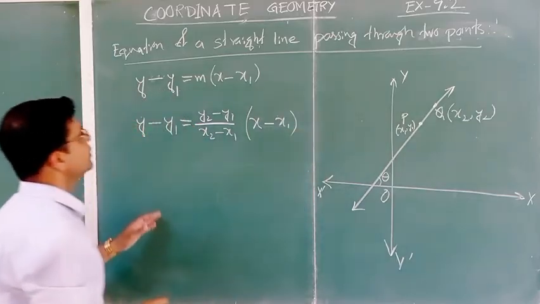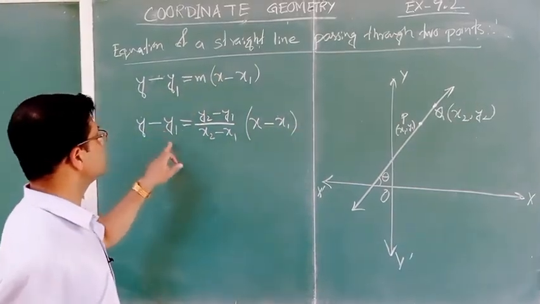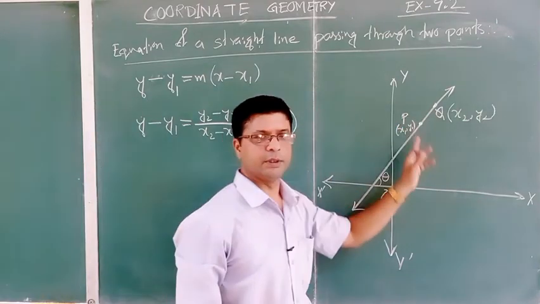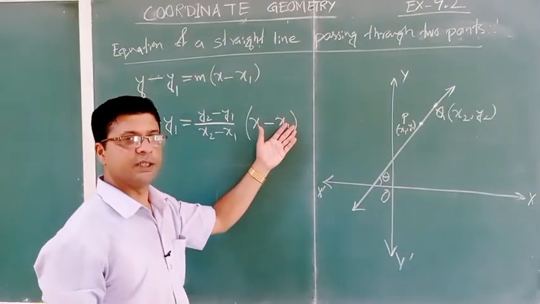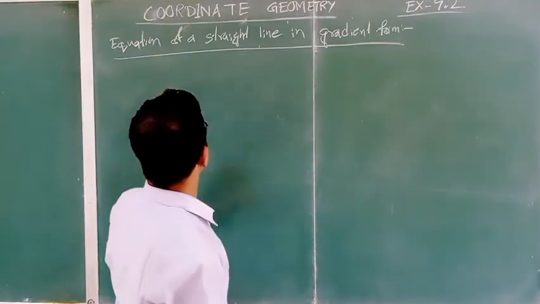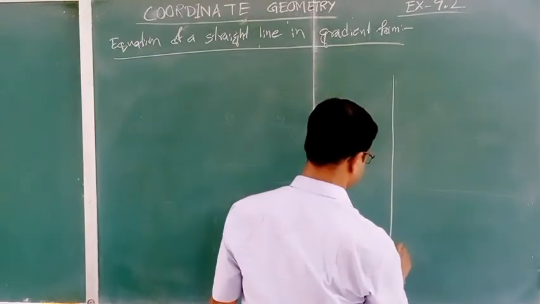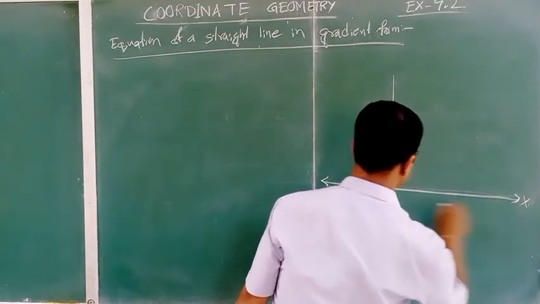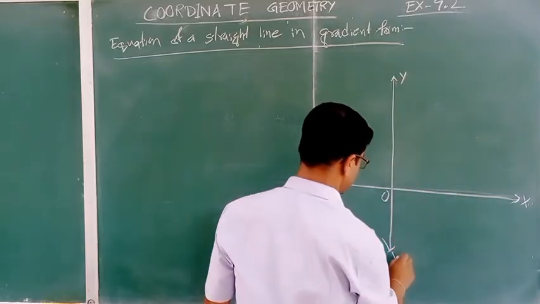In this way we have found the equation of a straight line passing through a single point, and this is the equation of a straight line passing through two distinct points. Now let us see other forms of straight lines. After this we have taken the topic equation of a straight line in gradient form. Let us draw the coordinate axes. This is X O X dash, this is Y O Y dash.